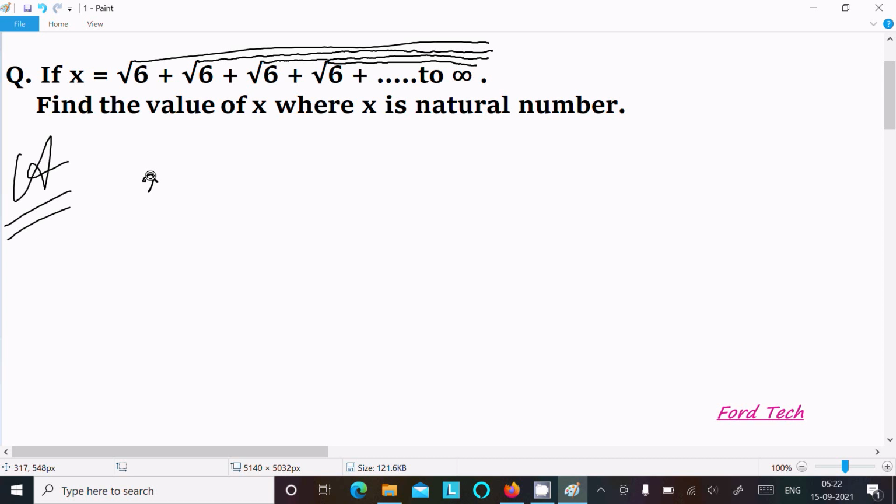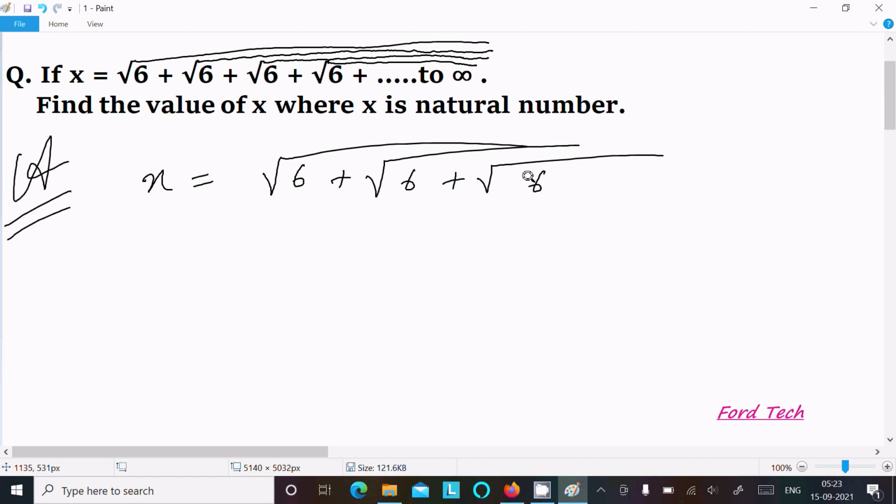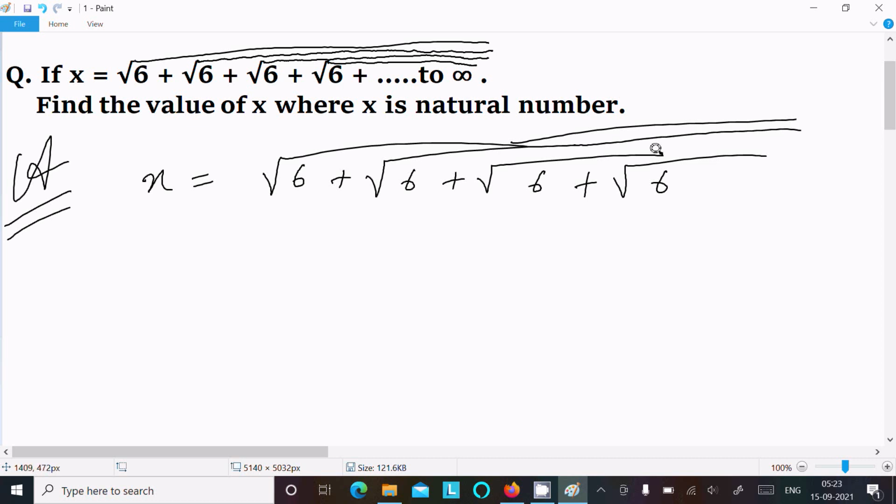So here, first writing the given: x equals root 6, then inside it another root 6, inside there another root 6, inside there another root 6, so this goes to infinity, plus dot dot dot infinity. Except for this first one, we can write x in place of the rest.